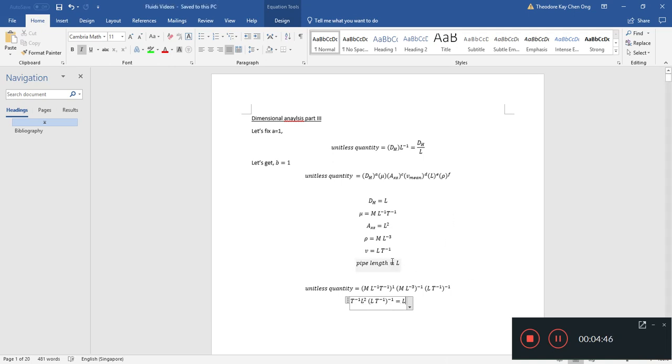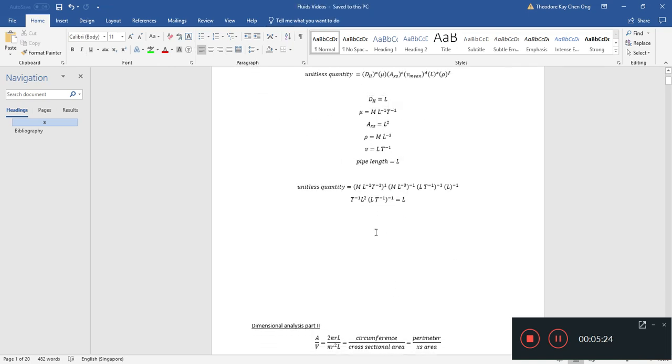So for simplicity's sake, we can take either pipe length or the hydraulic mean diameter. Either one is fine. I'm just going to use the hydraulic mean diameter, for reasons you shall see in a very short while. And that is actually length to the minus 1. Though in the Buckingham pi theorem, you can do either one. Honestly, I shall use the hydraulic mean diameter.